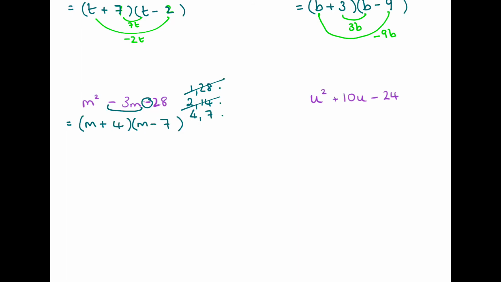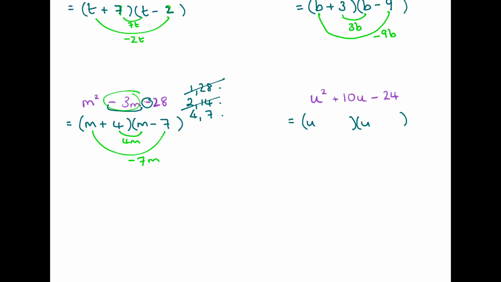And then when we do our multiplying out to check, that gives you 4m. That gives you minus 7m. So there's your minus 3m that we were looking for in the middle. Okay, next one. 2 brackets.